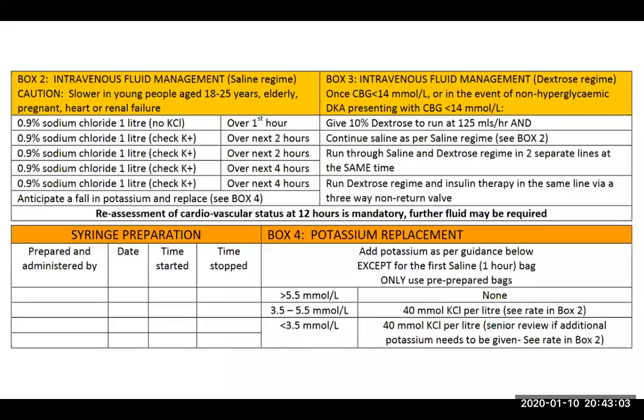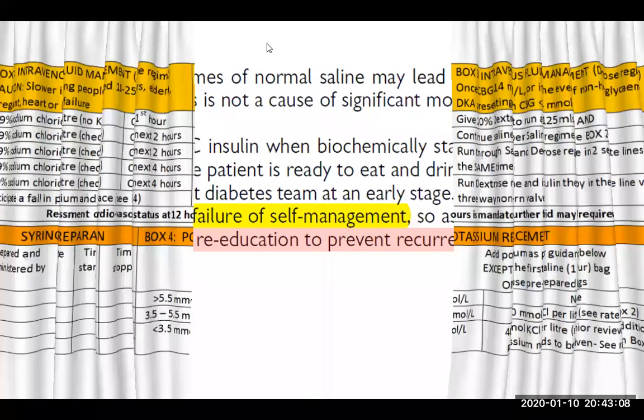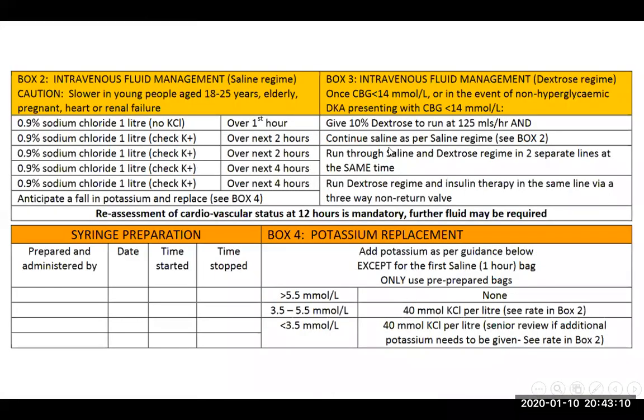And this is the very important table in these guidelines, summarizing fluid, potassium, when to give dextrose, and how to follow your patient. Of course, as we mentioned, normal saline is the fluid of choice for replacement. And of course, we must give dextrose if blood glucose is less than 14 millimole per liter. Don't let insulin stop in any case of DKA. And of course, how to replace the potassium.